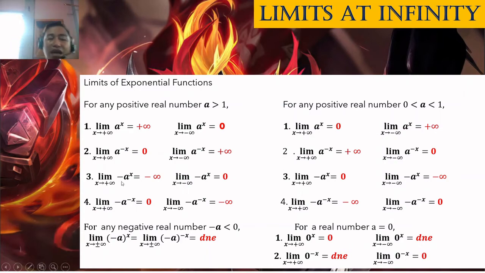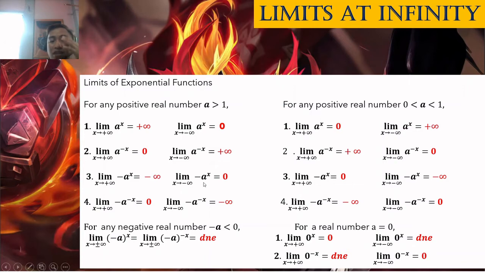Okay, next one, what if the negative is outside? The negative has no effect on a here. This negative is not the sign of a, it is the sign of the whole function a to the x. So it is negative of a to the power of x, so it is negative. It is not a that is negative. It is not the negative a raised to the power of x. Since this is negative, we factor out the negative, so the values become negative values, so it goes to negative infinity.